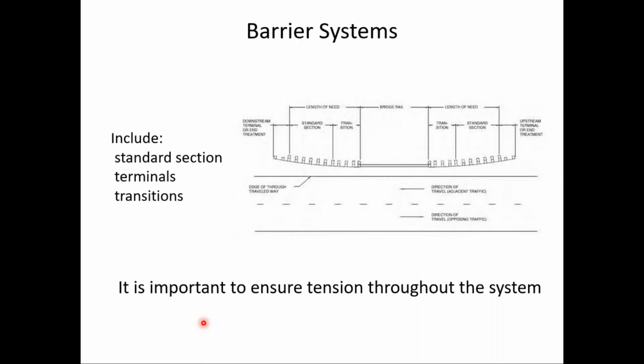This is a schematic of what AASHTO's Roadside Design Guide calls the barrier system. This is a bridge, and this would be the bridge rail. Then you have some length of need on both ends to prevent vehicles from getting down to, say, the roadway below or the waterway below. And then you have end treatment on both ends. Those components, the end treatment, the length of need, and the rail itself, make up the guardrail system.